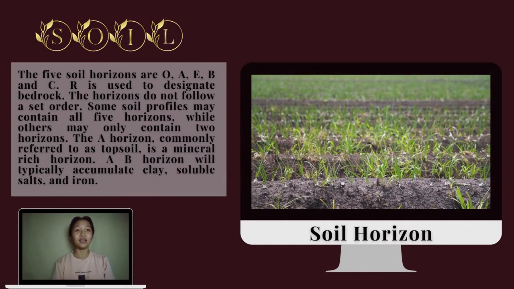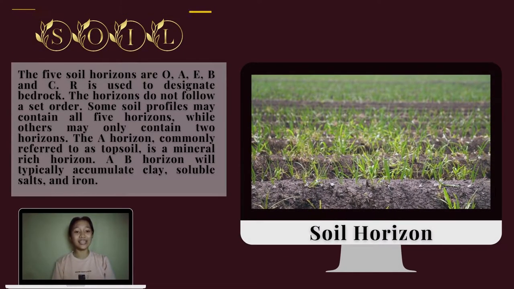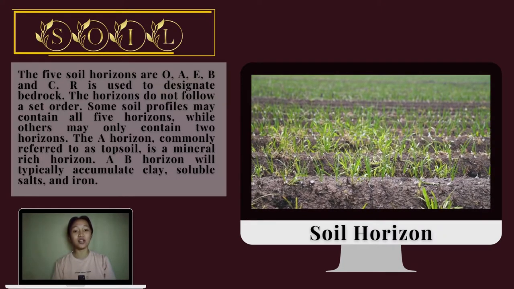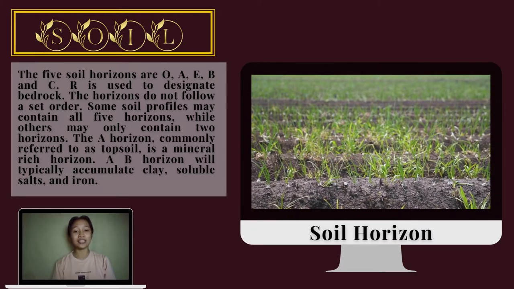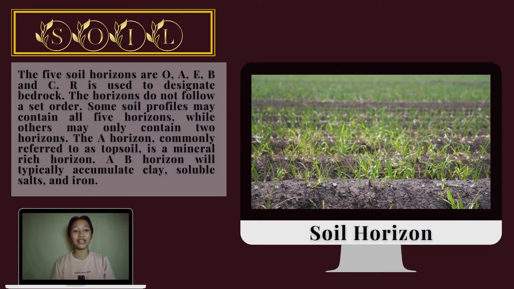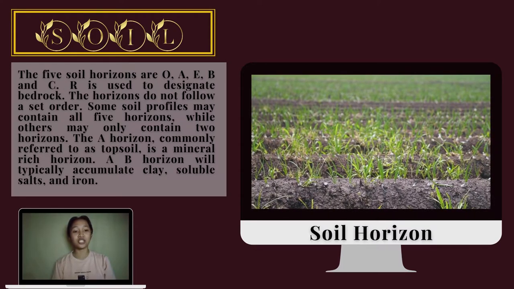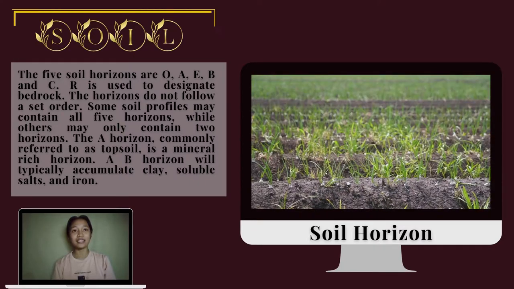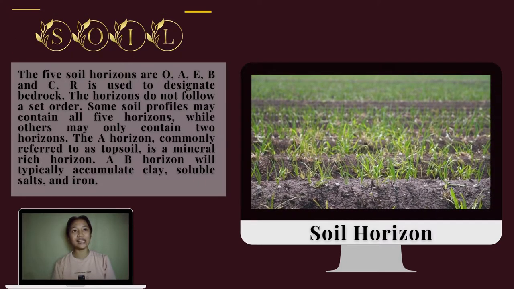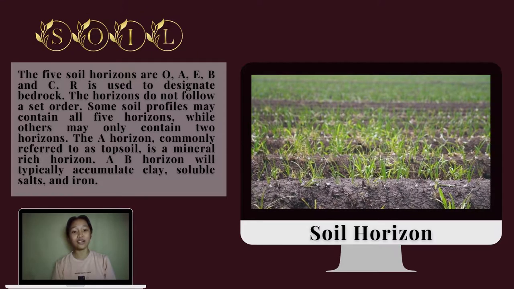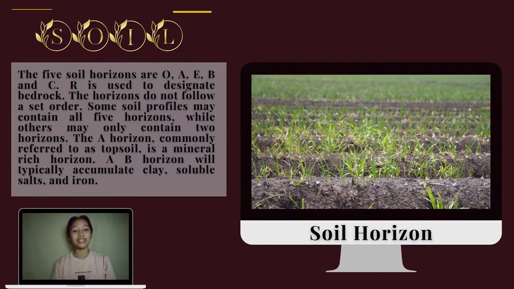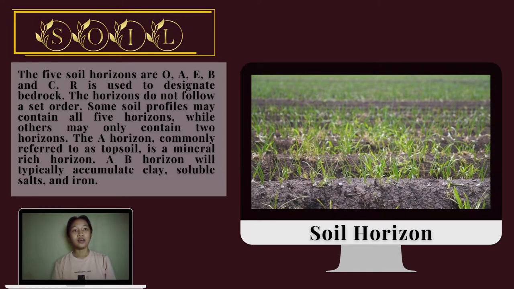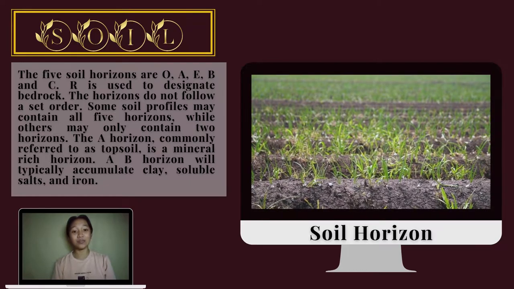Soil horizon. Soil horizons are layers within a soil profile that are parallel to the soil surface. Soil horizons are characterized by differences in color, texture, structure, consistency, and coating. Soil horizons are designated by letter codes in order to determine the types of horizons. Topsoil is designated as horizon A. Subsoil is designated as horizon B.